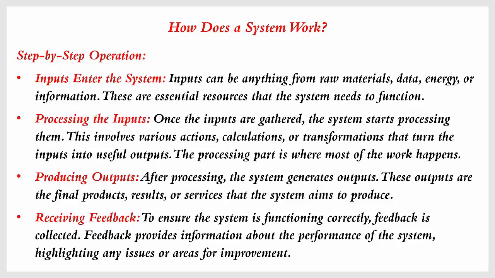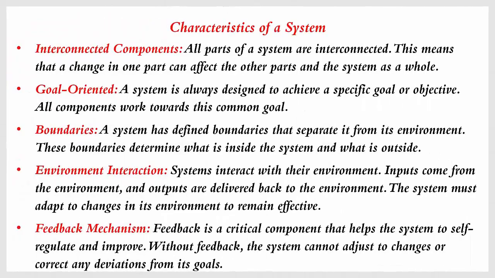4. Receiving feedback. To ensure the system is functioning correctly, feedback is collected. Feedback provides information about the performance of the system, highlighting any issues or areas for improvement. This information is crucial for making adjustments and enhancing the system's efficiency. Characteristics of a system. Interconnected components. All parts of a system are interconnected. This means that a change in one part can affect the other parts and the system as a whole.